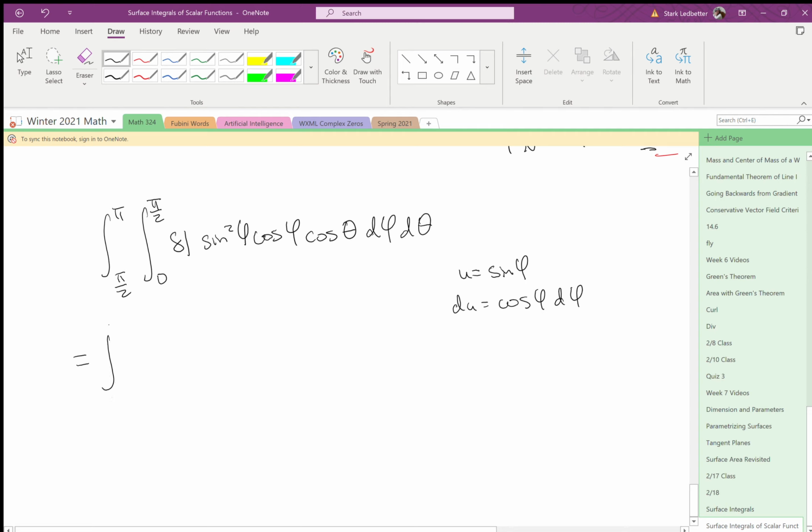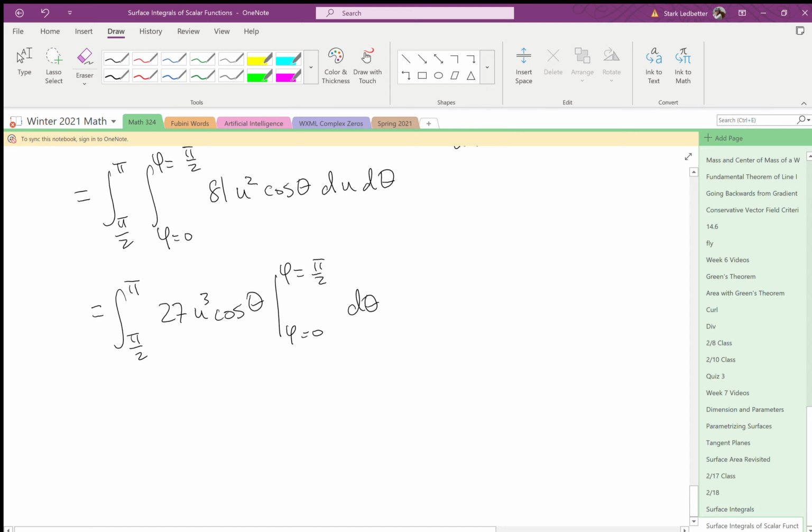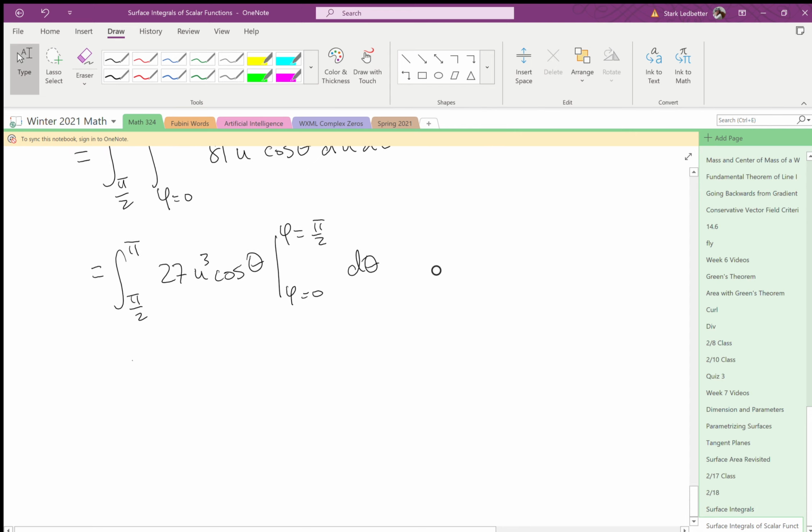So then pi over 2 to pi. We're going as phi goes from 0 to pi over 2. This is 81 u squared. Cosine theta is a constant, basically du d theta. Okay, and then that integral works out nicely. 81 is divisible by 3. So that's good. So we get 27 u cubed cosine theta. Phi goes from 0 to pi over 2, d theta. Sub back in, u was sine phi. So 27 sine cubed phi cosine theta, 0 to pi over 2 for phi, d theta.